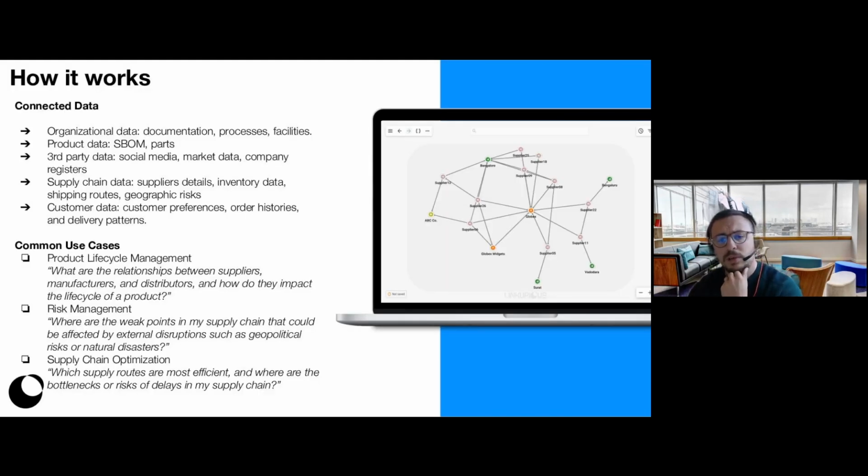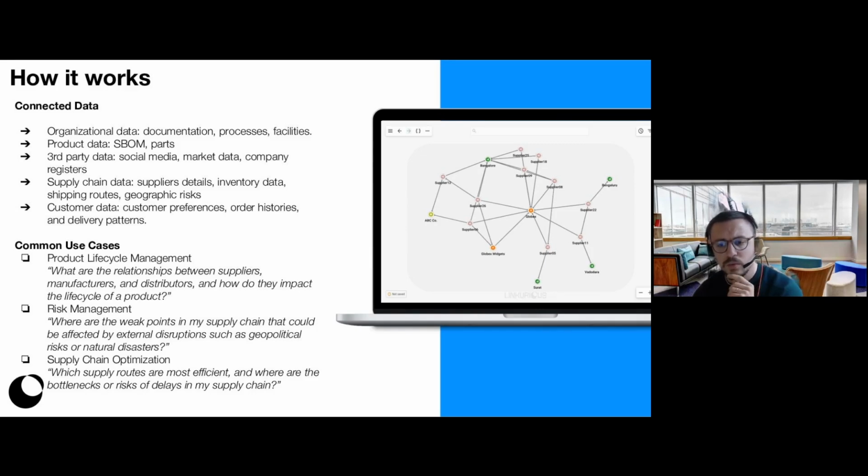How it would work typically and what kind of data you could find in the graph for supply chain management purposes. Well, you would get organizational data, such as documentation, process, the different facilities, product data. So again, the software bill of materials, the different parts, components. You would also get third-party data, social media, market data, company registered, supply chain data, customer data, such as customer preferences, order histories, and delivery patterns.